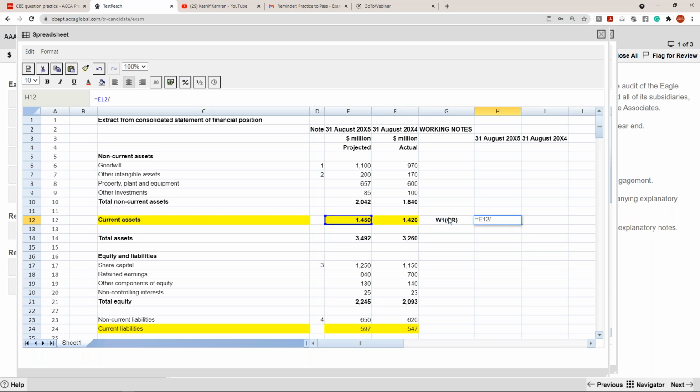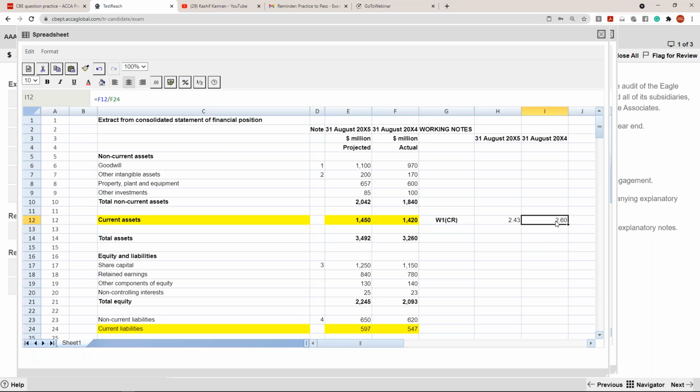1450 divided by 597. And I press enter and I find my answer for the current ratio, and I choose the two decimal spaces. So the current ratio for the current year is 2.43. Then I go to the last year, which is equal to 1420 divided by 547, and I find the current ratio for the last year, and I choose two decimal spaces, and I find the answer 2.60.